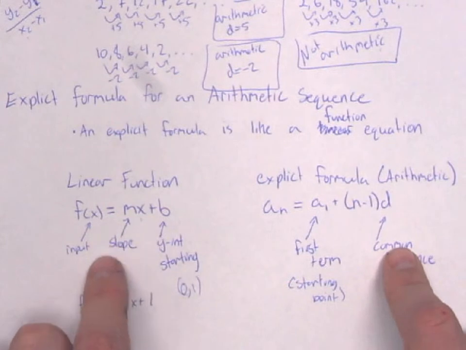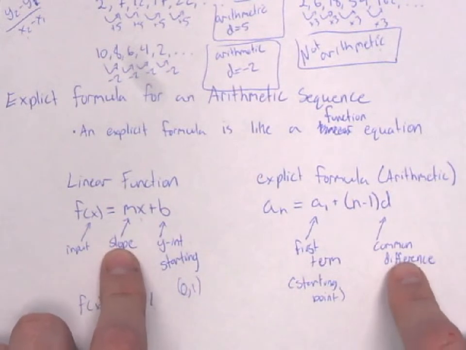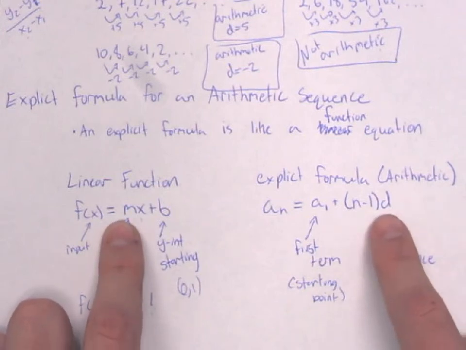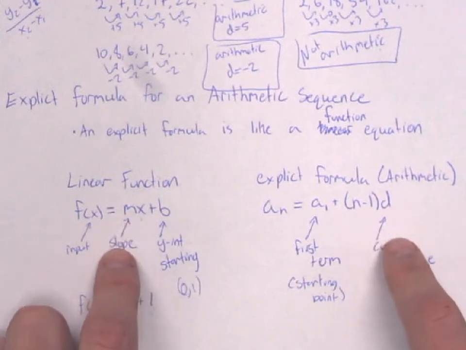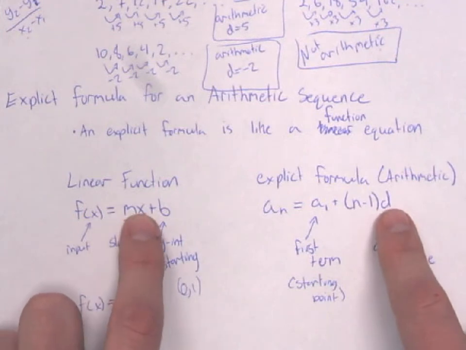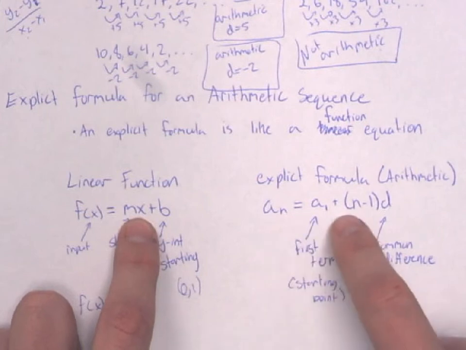Then you have your slope, right? Slope is m. It's your constant rate of change. Over here, your slope is not called slope, but we call it the common difference, but it's the same idea. So m is a lot like d. And then we have a variable, x, right? That's the input. Well, here the input's n. So here you have an n right here.